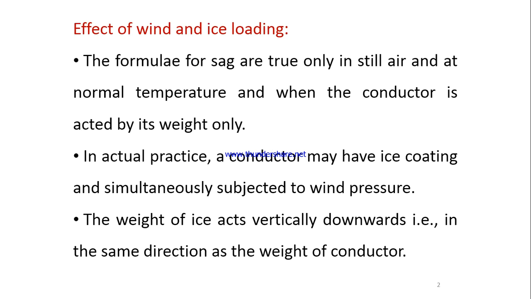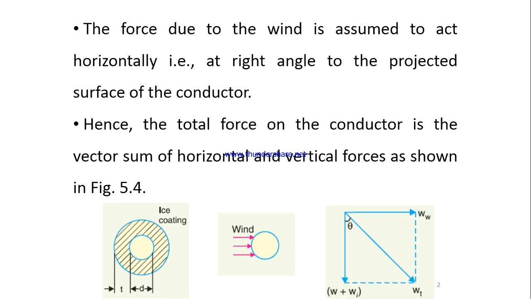Now, with respect to the effect of wind and ice loading, the normal formula of sag will not consider such effects, and here the action of wind and ice has to be considered. Due to ice loading, the line moves vertically downward, and due to wind, it moves horizontally to the sides. This is the ice loading which is pulling it down, and this is the wind which causes horizontal motion. So this is the final phasor diagram.